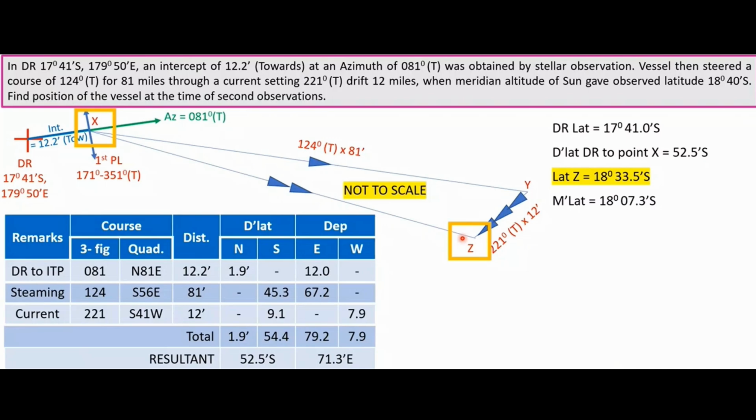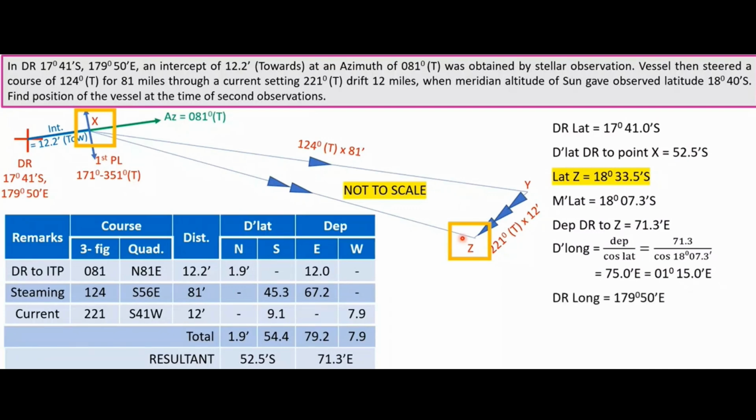We obtain the mean lat between DR lat and Z. We convert the departure into D long, my mistake. And the D long comes to 1 degree 15 minutes east. We apply this D long to the DR long, and that shall give us the longitude of Z. And therefore, at the end of this working, we are able to obtain the coordinates of point Z.